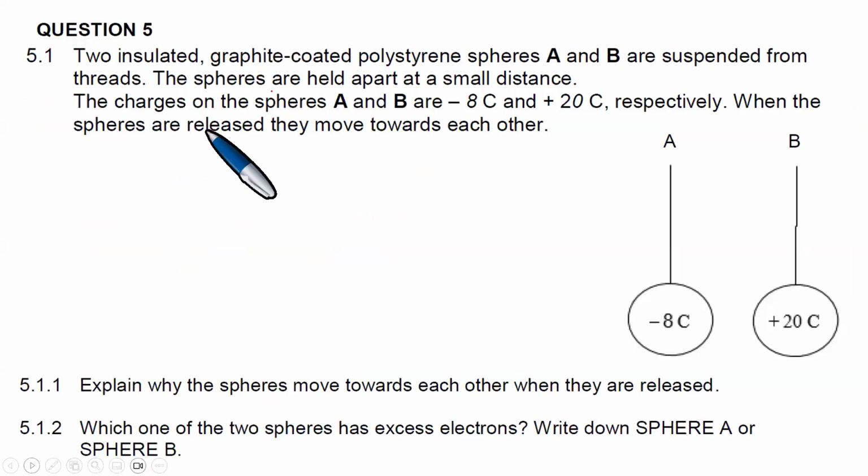Okay, question 5. Two insulated graphite coated polystyrene spheres A and B are suspended from threads. The spheres are held apart at a small distance. The charges on the spheres A and B are -8 coulombs and 20 coulombs respectively. When the spheres are released, they move towards each other. Explain why these spheres move towards each other when they're released. Why do they move towards each other when they're released? Paul, what do you think?